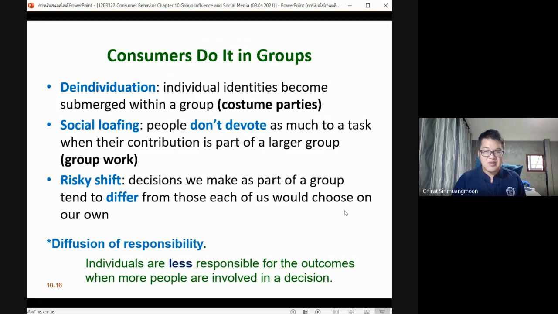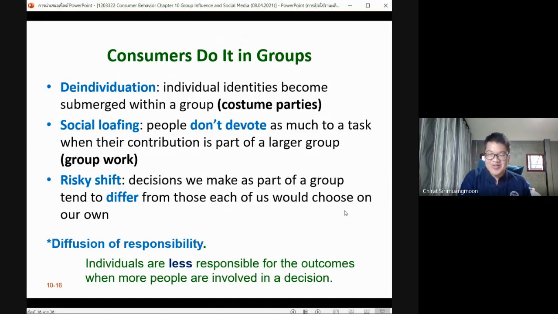Actually, you might not want to wear that type of clothes, but you need to follow it. So in this case, we call it de-individuation. The other thing that you need to be concerned about when you are in a group is that we can have social loafing.